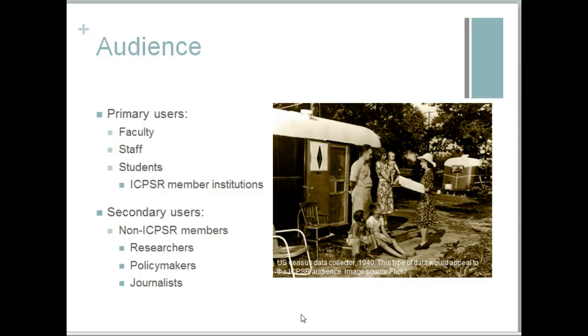ICPSR users are primarily faculty, staff, and students at member institutions, but non-members can also use the data, for example, researchers, policymakers, and journalists. A number of tools are available to users, allowing them to browse and query data across many facets, including browsing data by topic, or series. Users are also able to apply filters to queries.